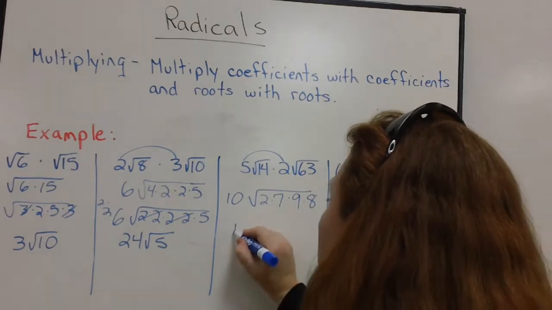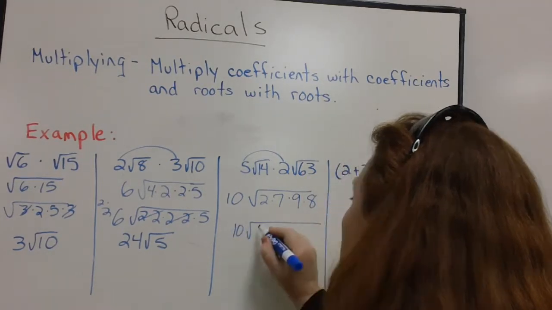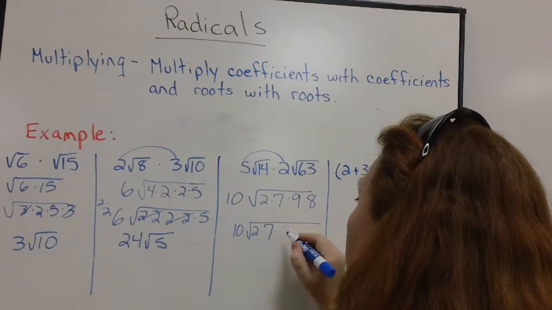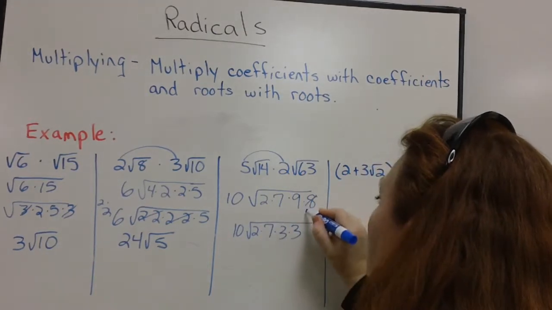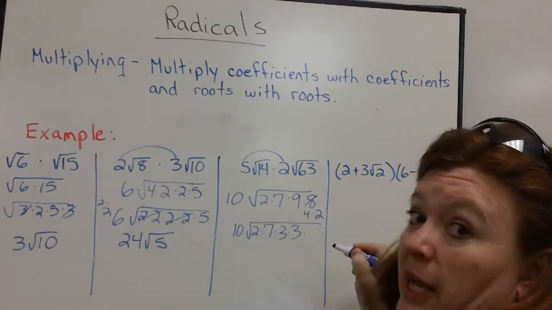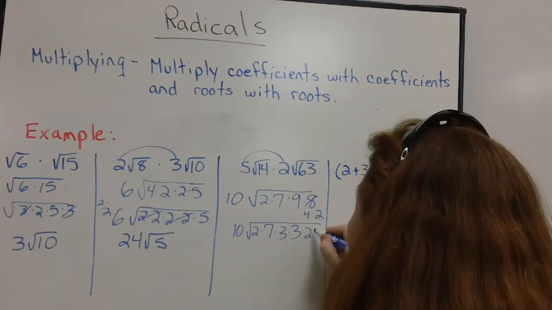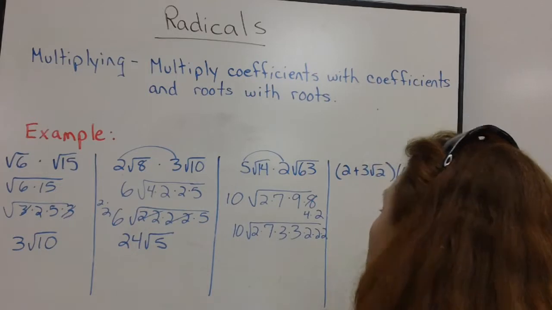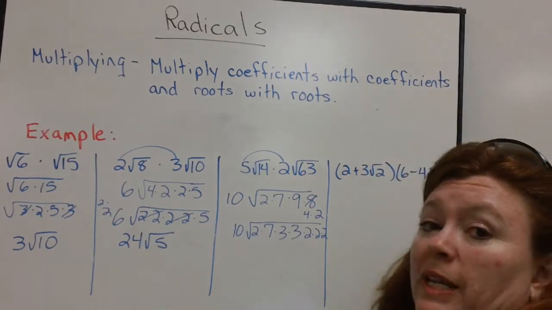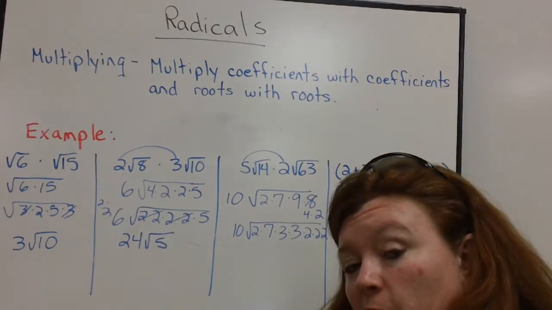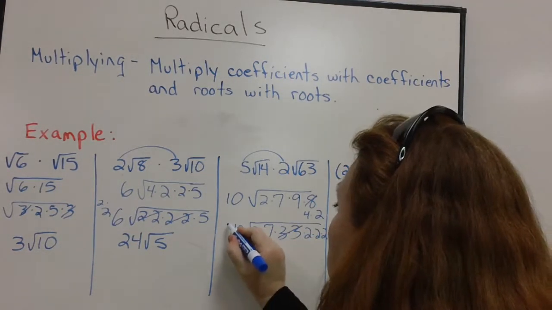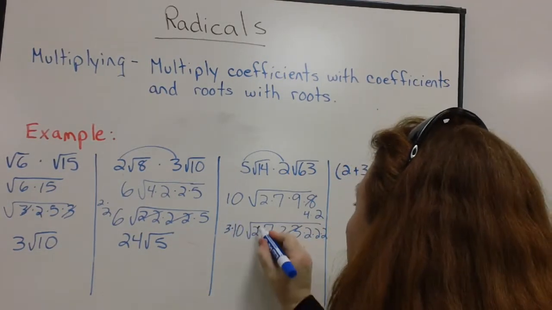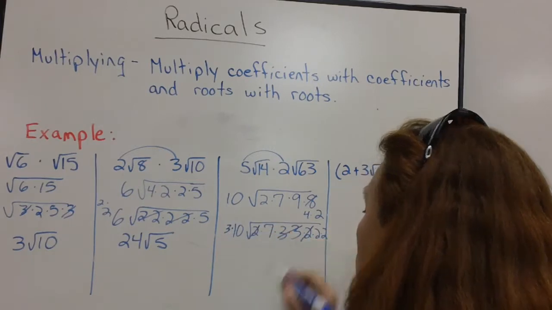So let's try this again. 10, 2 times 7, 9 is 3 times 3, 8 is 4 and 2, and 4 breaks down into 2 and 2. So let's see what pairs we have. Cross them off, write it once on the outside. There's a pair of 3's. I have a pair of 2's.